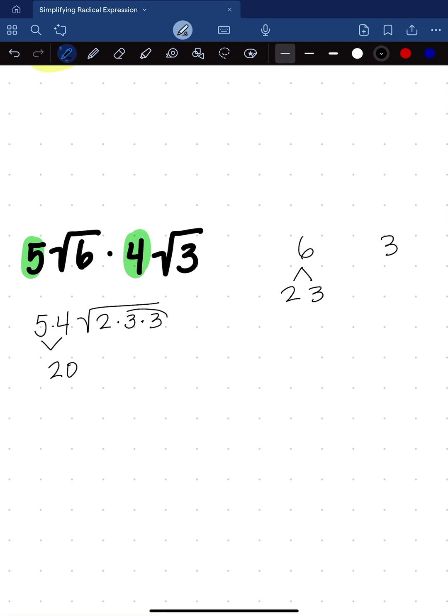Under this radical sign, I see I have a group of 3s, so a 3 comes out. And then this 2 is left without a pair, so we leave that one under the radical. I can simplify further. 20 times 3 is 60, and I still have the 2 underneath. So the simplified version of this product is 60 square root of 2.